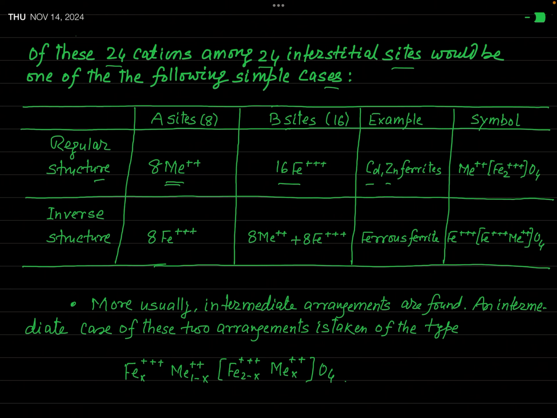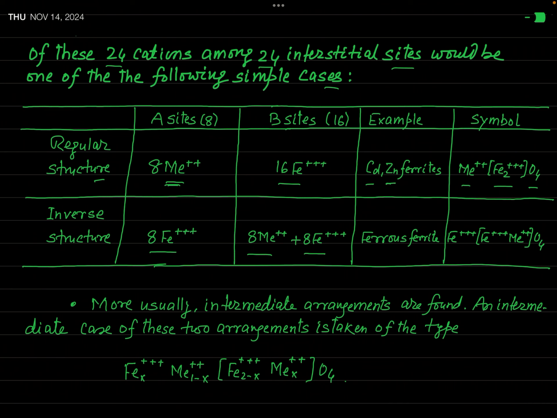So when we take Cd, that will be called cadmium ferrite. If you take Zn in place of Me, then it will be called zinc ferrite. Its symbol is Me²⁺ Fe₂³⁺ O₄. In the case of inverse structure, at A sites there are 8 Fe³⁺, and at B sites there will be 8 Me²⁺ and 8 Fe³⁺.